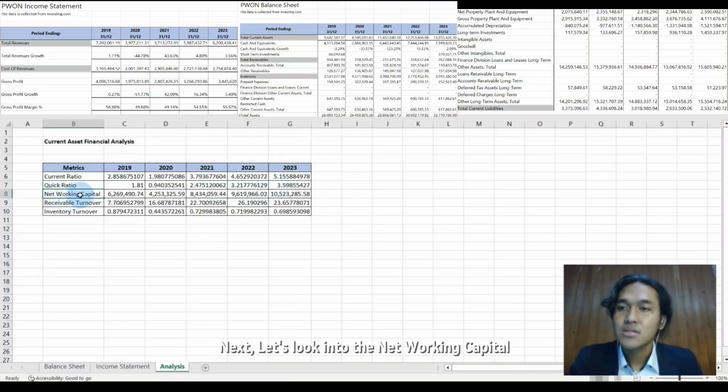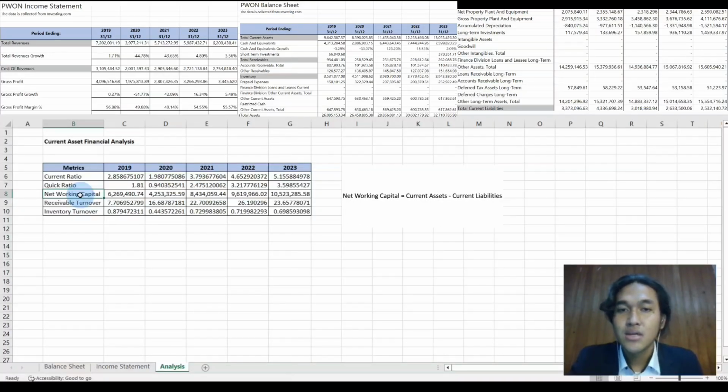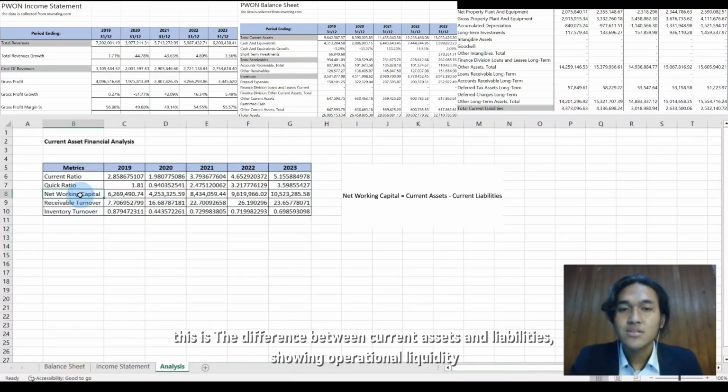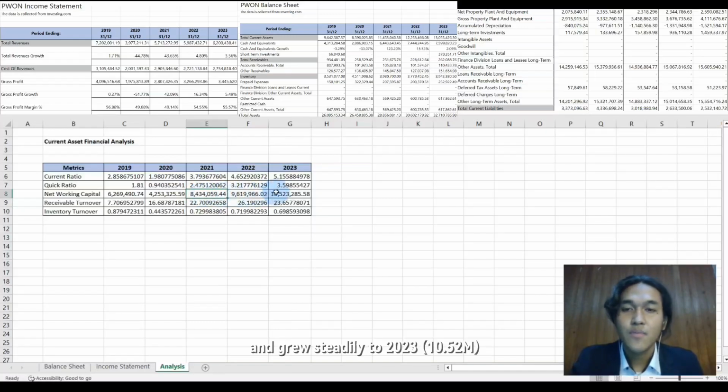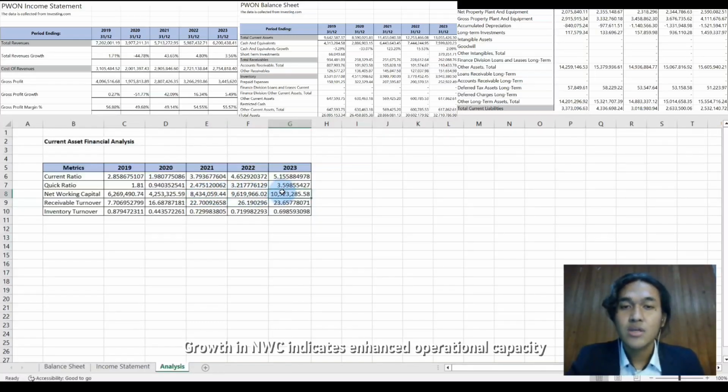Next, let's look into the net working capital, which we get from current assets minus current liabilities. This is the difference between current assets and liabilities, showing operational liquidity. Here we can see a decline in 2020, to 4.25 million, but it rebounded in 2021 to 8.43 million, and grew steadily to 10.52 million in 2023. So, in the current position, growth in net working capital indicates enhanced operational capacity, allowing for reinvestment in business operations or debt repayment.